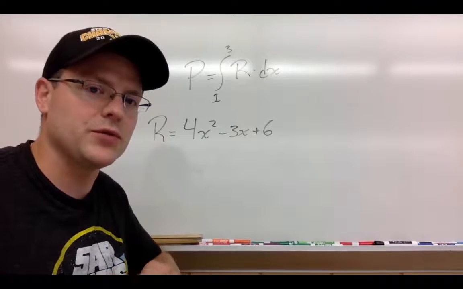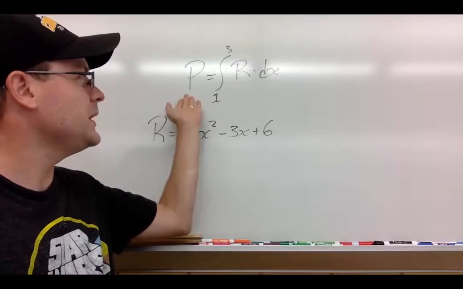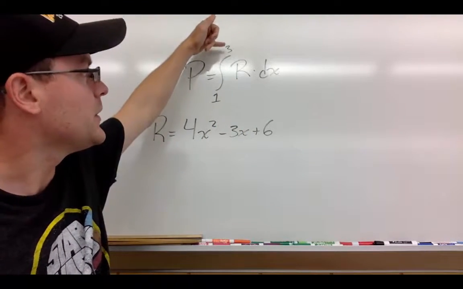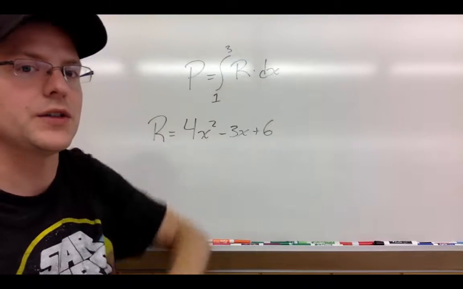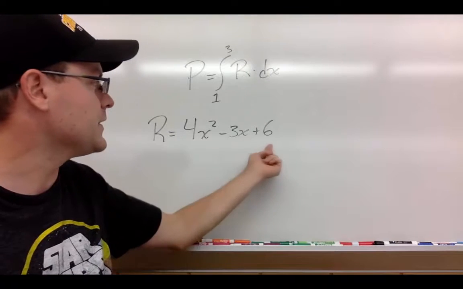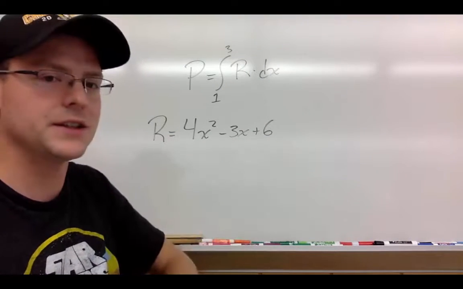All right, this is example 2. In example 2 here, we are taking an integral of the function p is the integral of r dot dx, and I do have bounds on here between 1 and 3. So I want to know what the integral of this function is. R is this function down here, 4x squared minus 3x plus 6.